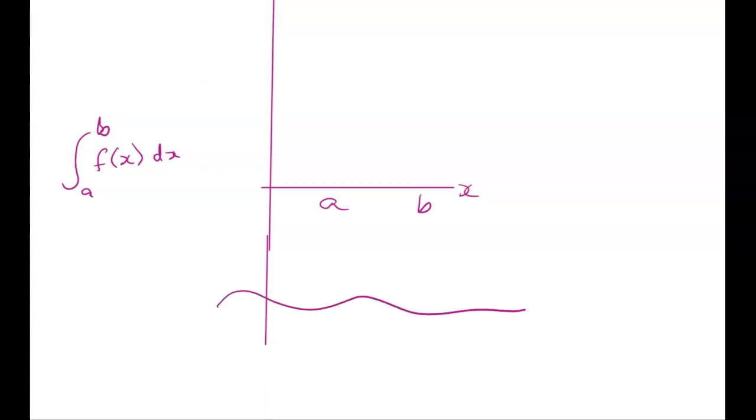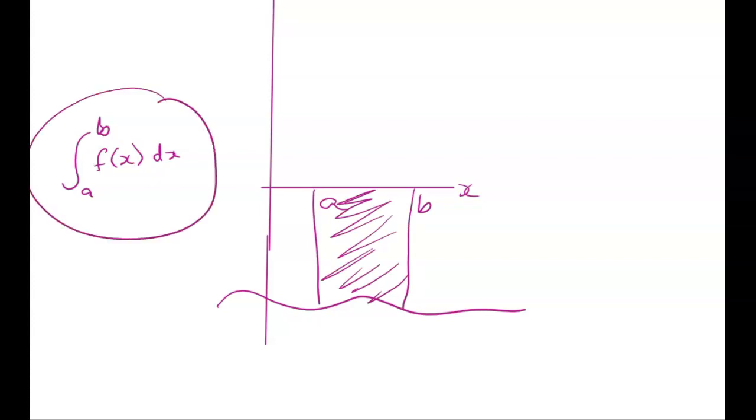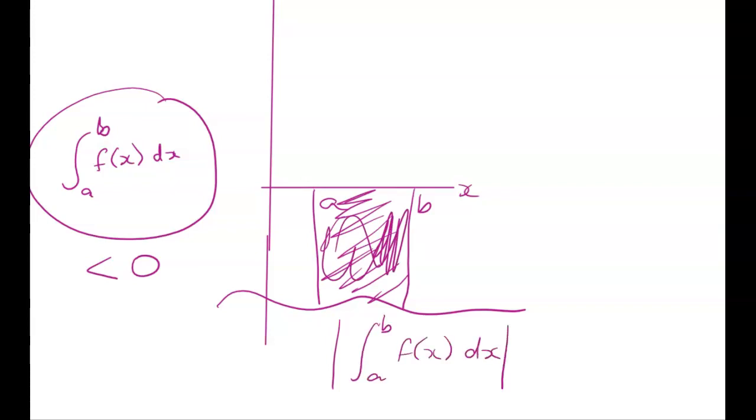So here's my function now, and my function now is below the x-axis. So suppose that I want to find that area. Well, when I integrate this, that integral is going to be negative. So if I want to find the shaded area, area is always positive. We have to take the absolute value of this. Okay, and we get quite used to doing that.